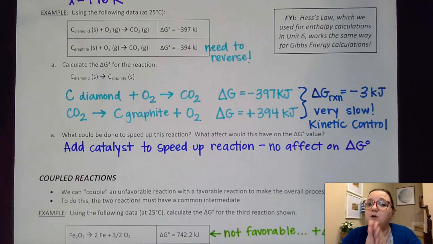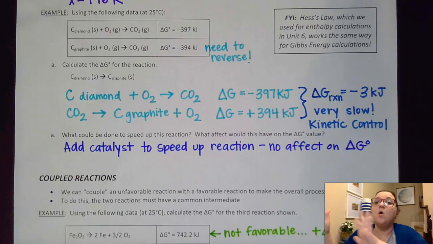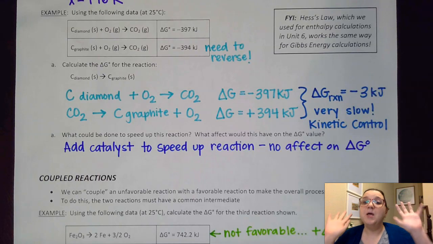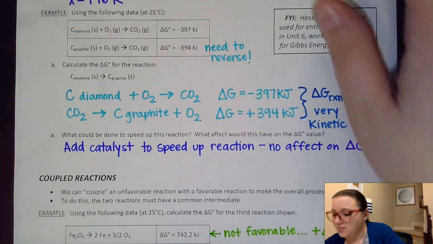So we have to be very careful. Are we talking about thermodynamic favorability and spontaneity? Or are we talking about speed? Because those two things are very, very different. All right, one last thing down here.